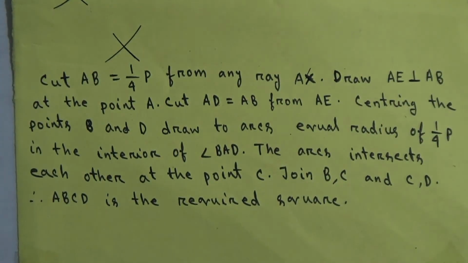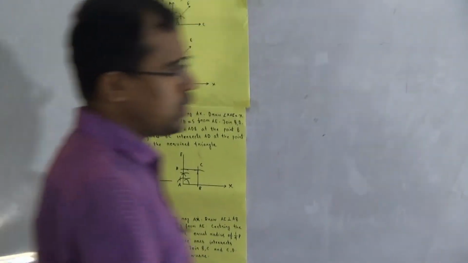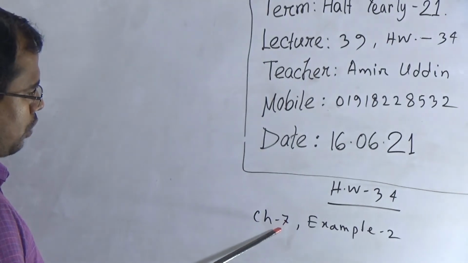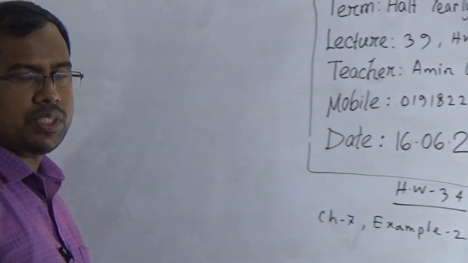Okay, dear students, we have finished today's class. I hope you have understood today's class. Practice more and more at home. Now I am giving you SW. This is SW number 34 and the topic of SW is chapter 7 example 2. That means today's CW is your SW. So do your SW properly and submit on next Saturday.